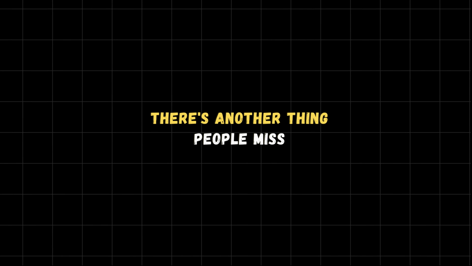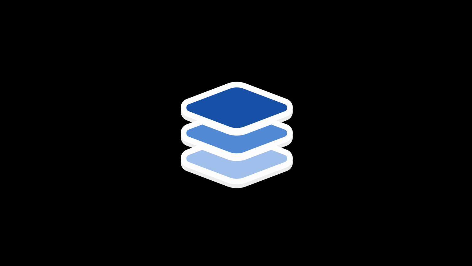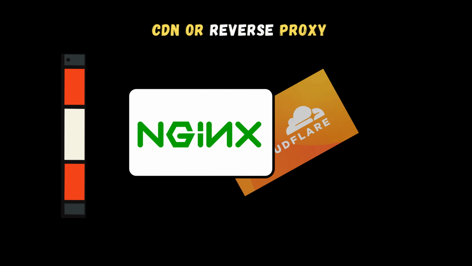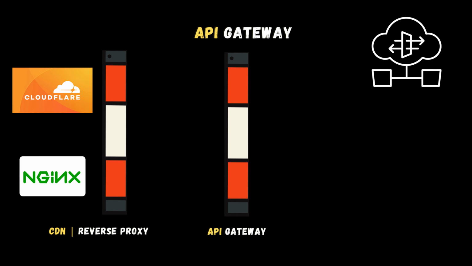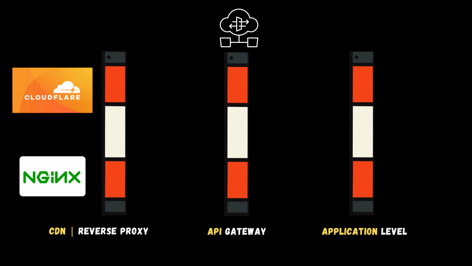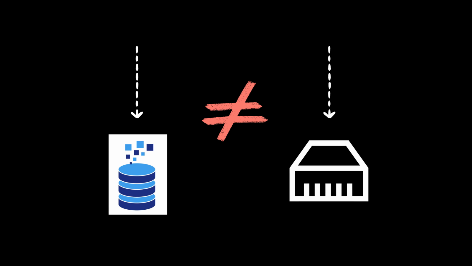There's another thing people miss. Rate limiting should be layered. First, at the edge, your CDN or reverse proxy like Nginx or Cloudflare handles the obvious stuff, stops brute force before it even hits your app. Then, at the API gateway, this is where you apply per user, per plan, or per endpoint limits. And then, if you're serious, at the application level too, because your gateway won't always know the cost of each operation. A request that triggers a heavy database query is not the same as a request that returns cached data.